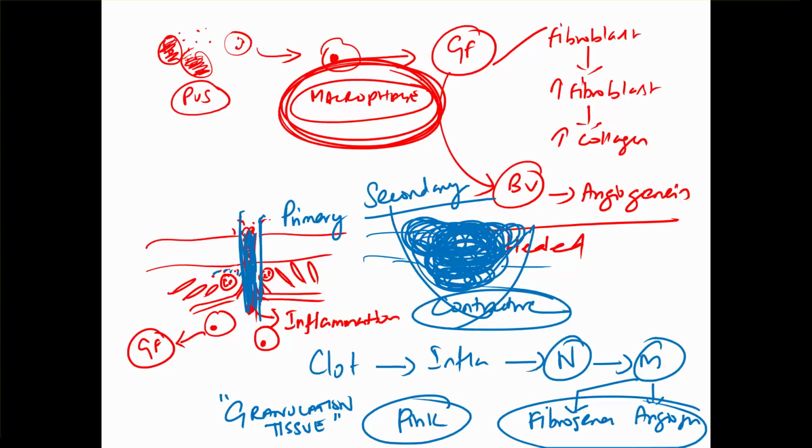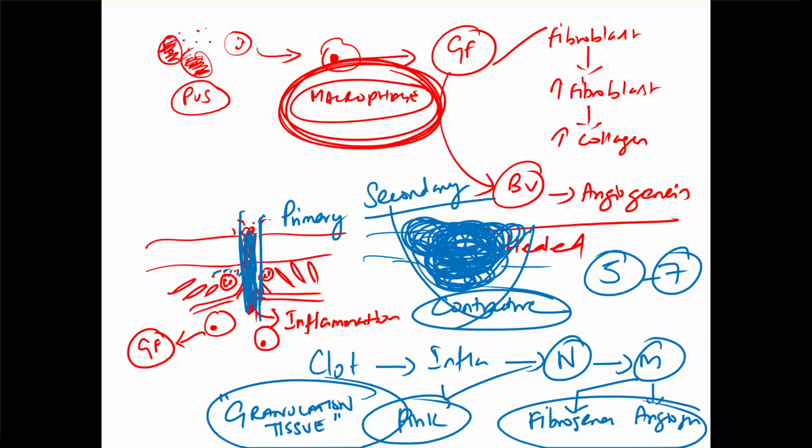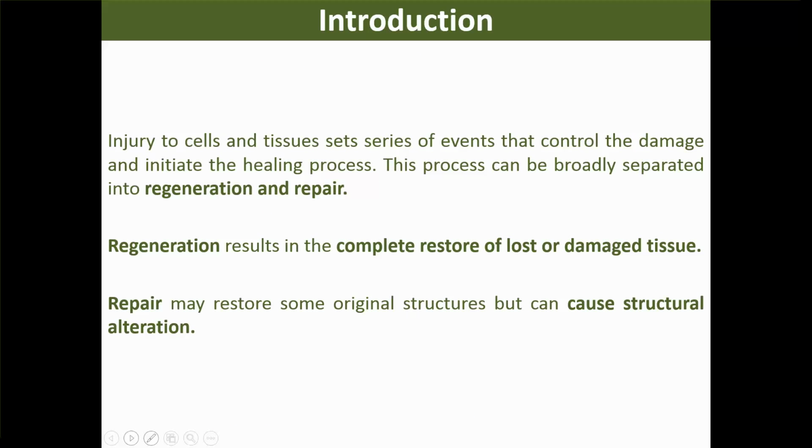So whenever healing has started, we have to look on the fifth day or seventh day for granulation tissue. If the granulation tissue is pink, it is good healing. So with this basic, we'll go into the handouts. So injury to cells or tissues sets off a series of events to control the damage, that is inflammation. Then it initiates the healing process.